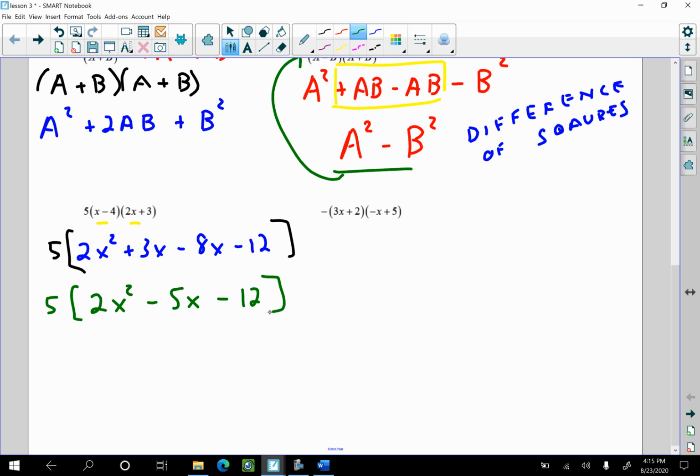And I'm going to multiply through by the 5 now. And looks like I have 10x squared minus 25x minus 60.